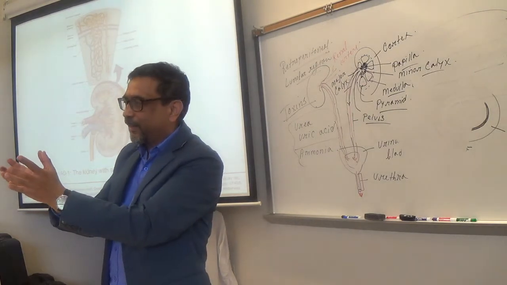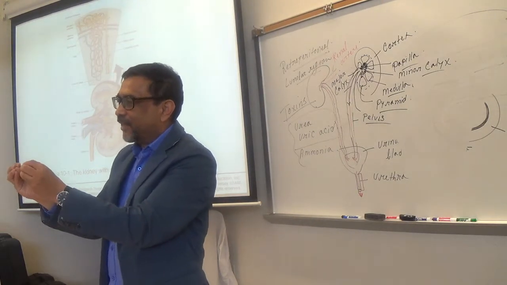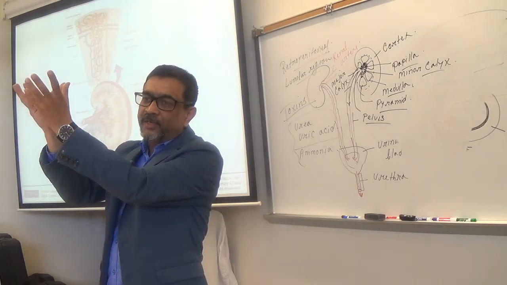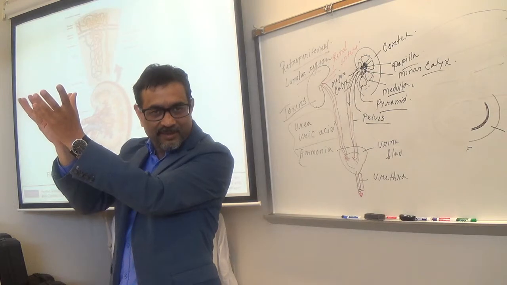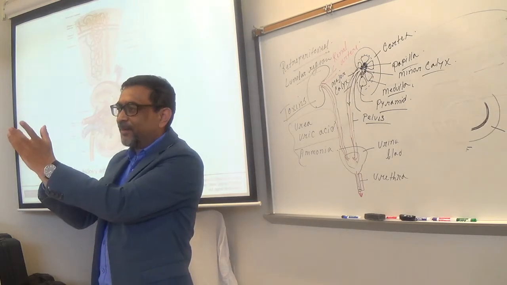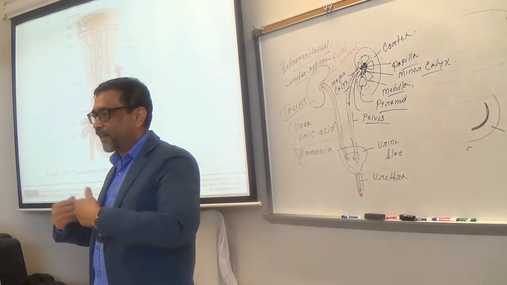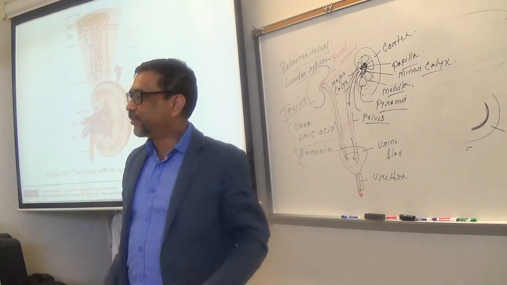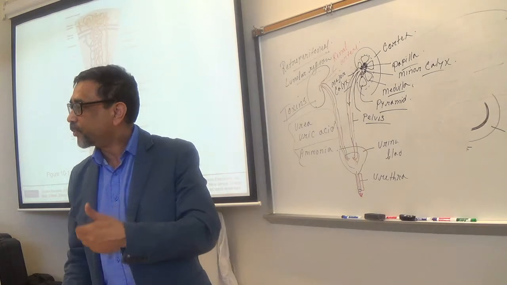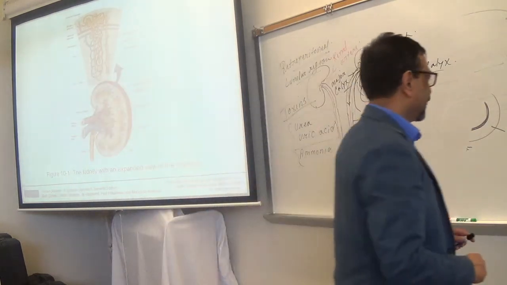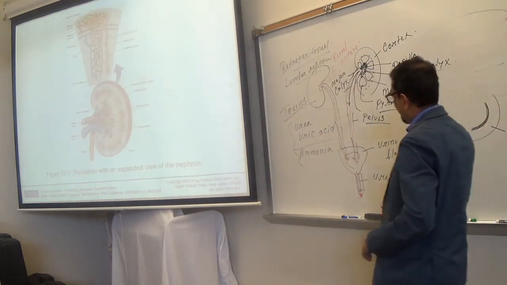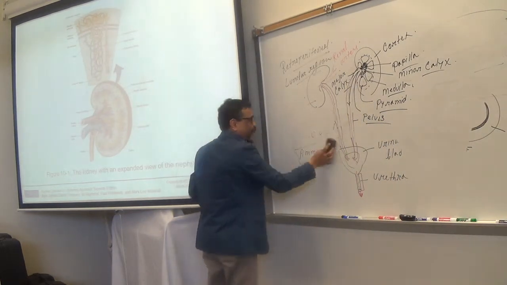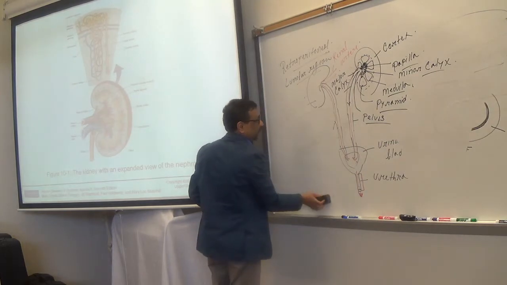Make sense? And then from the major calyces, urine goes to the upper, wider end of the ureter, that is called the pelvis. Make sense? Pelvis. And then to the ureter, to the bladder, and through the urethra it gets out from the body. Is it clear? So that is the passage, or flow chart, of urine. Okay, good. So that's how the urine flows in the urinary system.